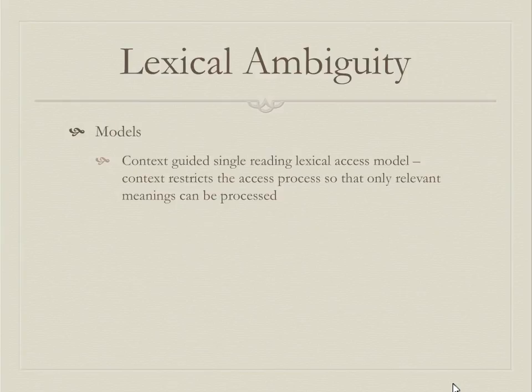So a couple of models for this, because there's models for everything, is the context guided, so context clues, single reading, lexical access model. Such a mouthful, and it doesn't abbreviate well. But context is the most important part of this. So as you're reading along, and we'll talk a lot about reading later, this is just in this section because it's a part of word recognition that's interesting. Context restricts what's relevant. So this is very similar in idea to that demon shouting logogen model, or that expectancy generation that we talked about with lexical decision tasks and naming models.